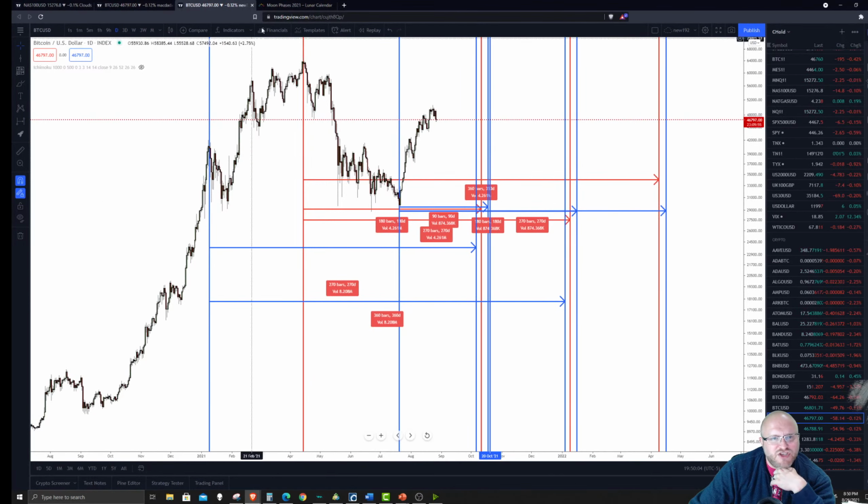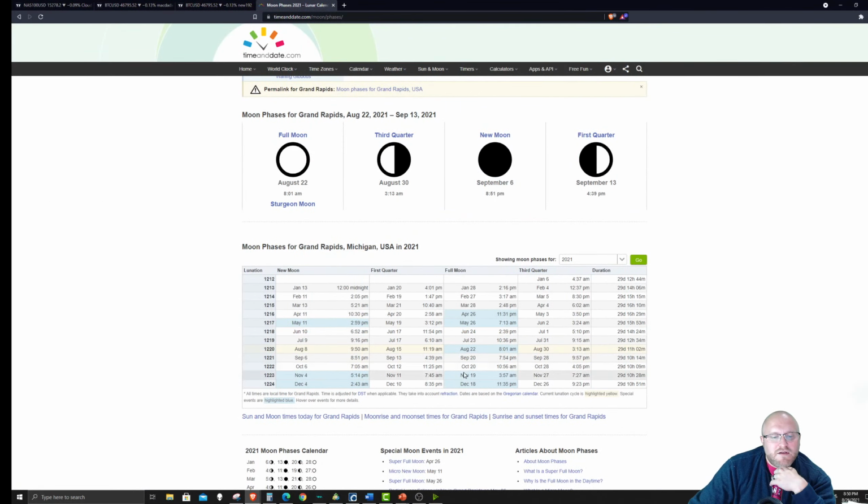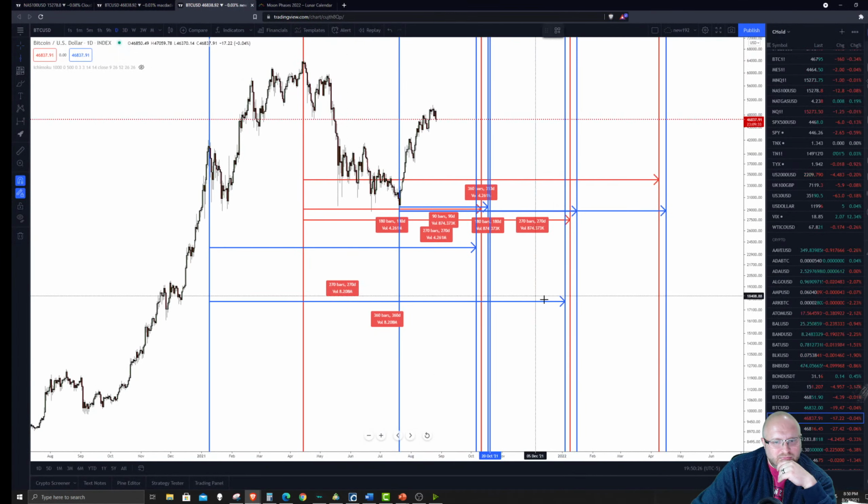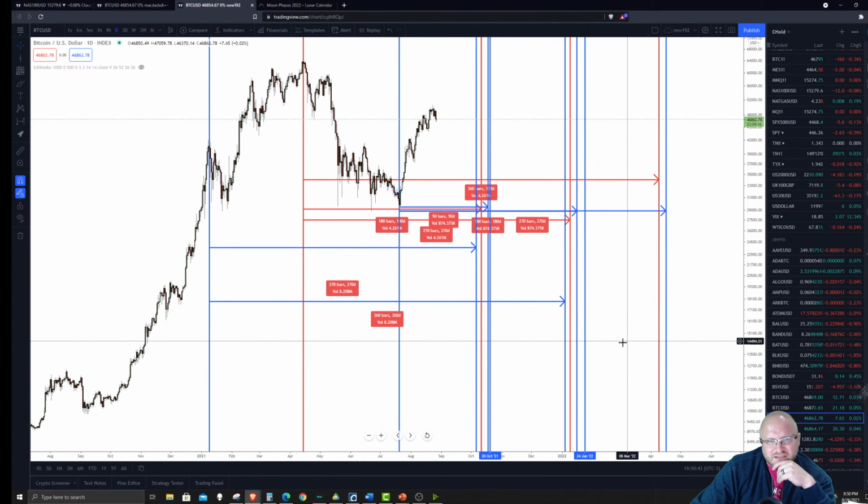And then is there anything like in January that shows up here? We've got, let's go to 2022. January 2nd is a new moon. Oops. But the one after that is in January 20th. Is that right? January 25th. So January 25th. That's another inflection date to pay attention to.